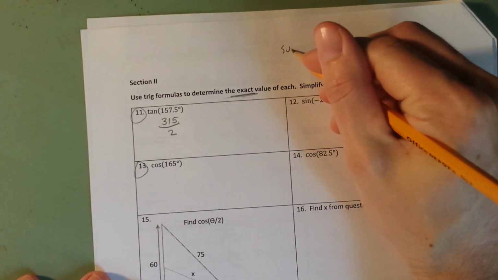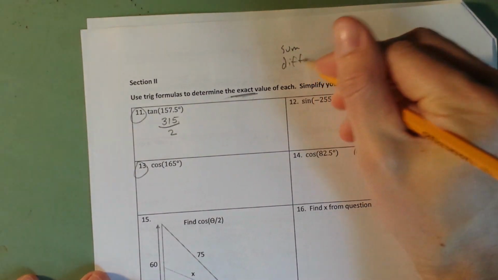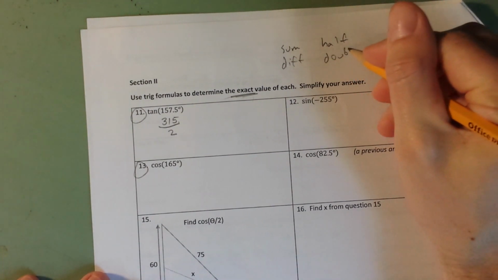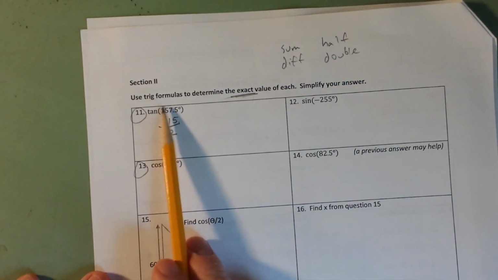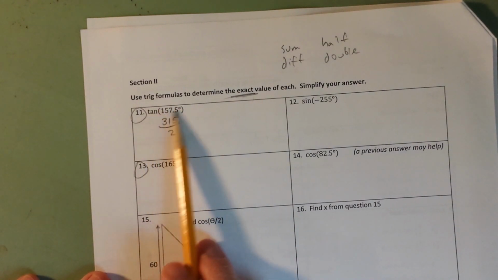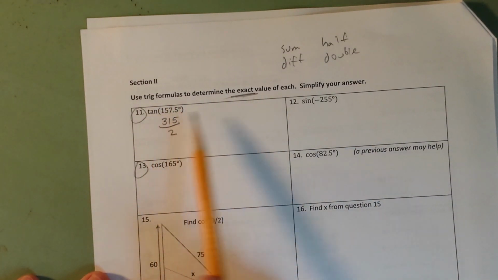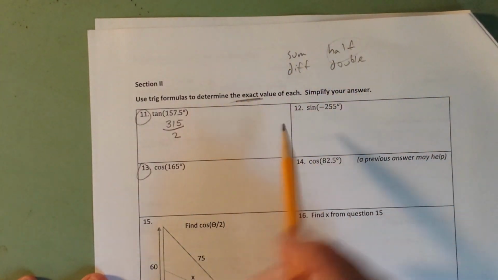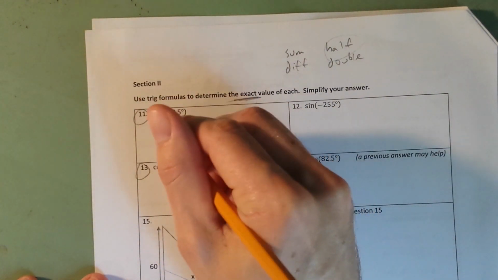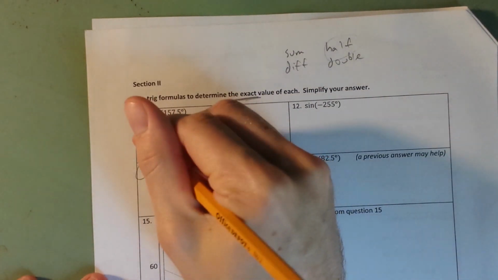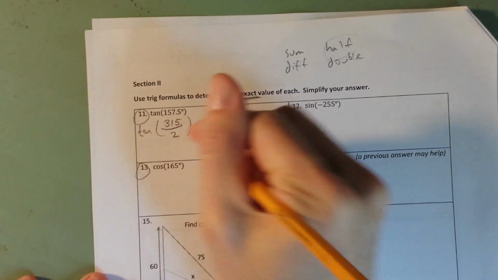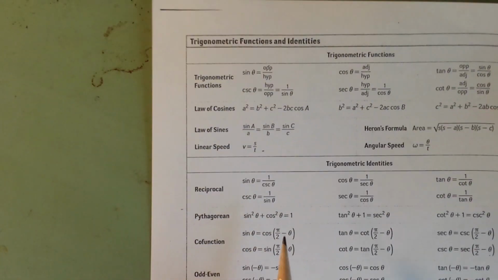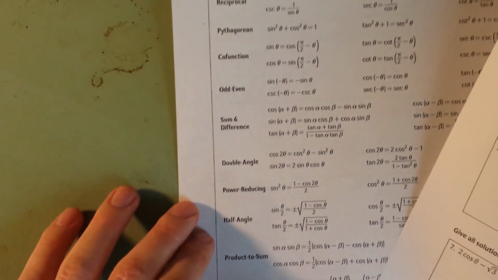So our options here when we're trying to find these exact values, we have formulas for the sum of two angles, the difference of two angles, half of an angle, or double an angle. So are there two special angles you can add together to get that? No. Subtract? No. Half? Yes. Double? No. So this is our only option. We're going to use the half angle formula here. So the tangent half angle formula. Check the back. Half angle, half angle, half angle.